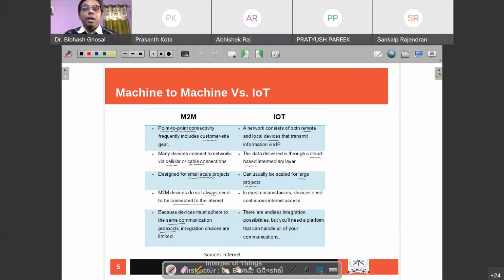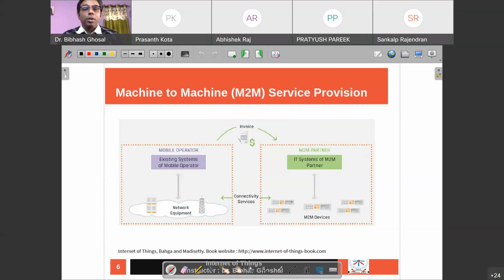Comparatively, handling a problem in M2M is easy because the devices are homogeneous, so they use the same kind of communication protocols. But that's not the case in IoT. So you have a lot of integration to be done in IoT, and that's a real challenge, right?